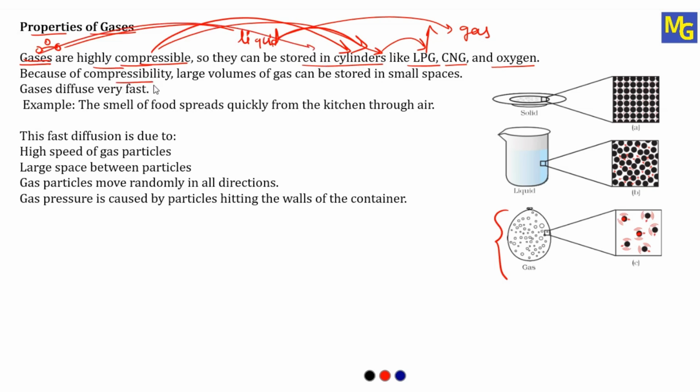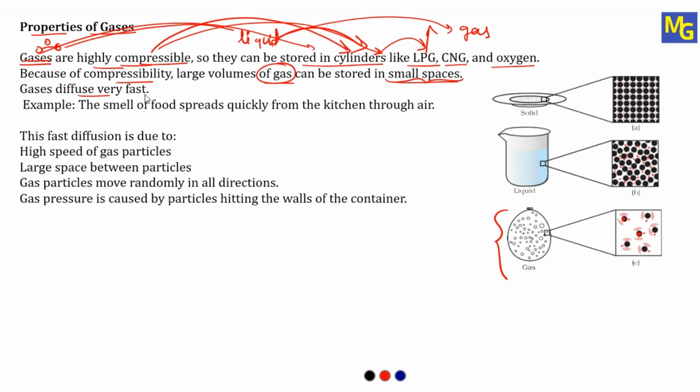Because of compressibility, a large volume of gases can be stored in a small space. So you can see here, because of this compressibility property, we can compress a large volume of gases and we can store them in small spaces like LPG.